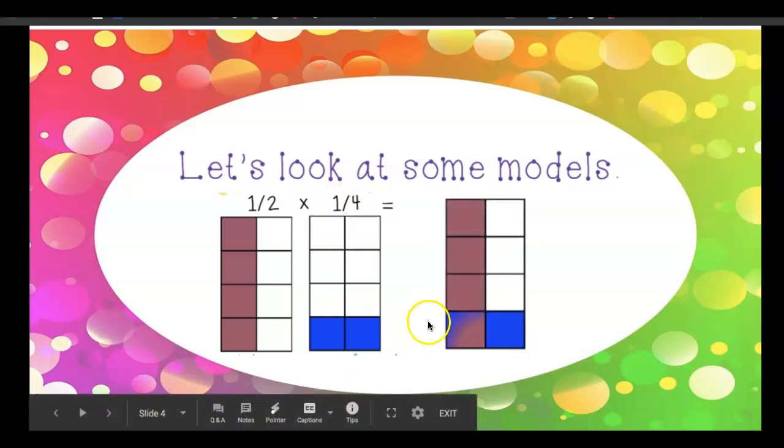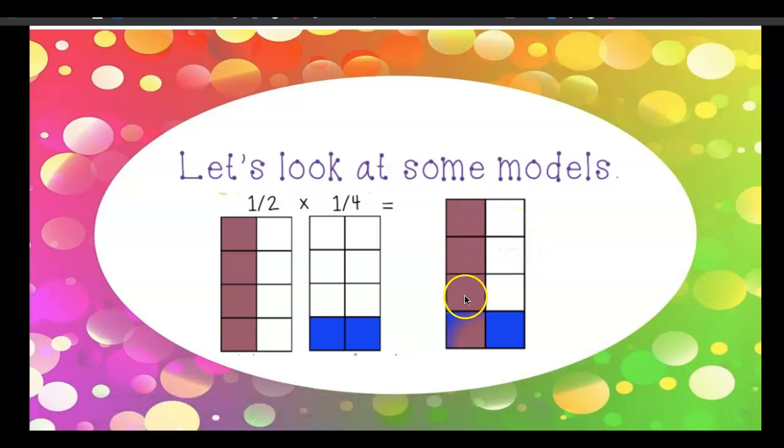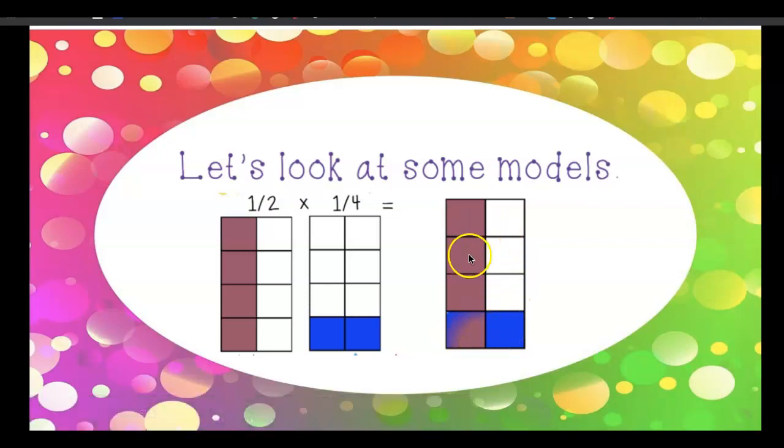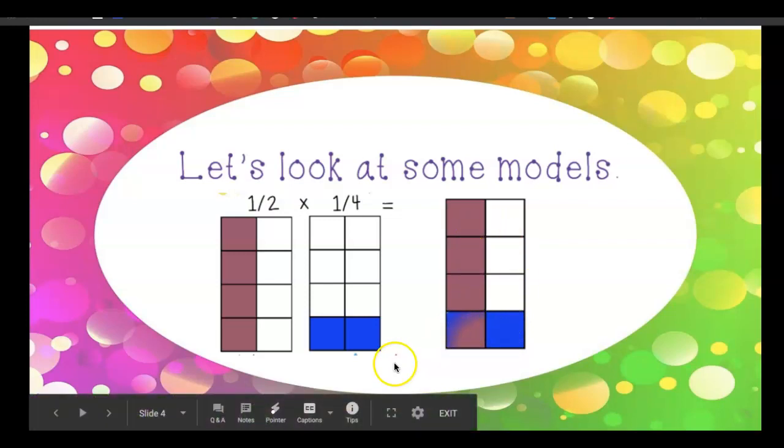So when we look at that in a model and we put these two models together, wherever they're both shaded is our answer. So we're thinking of a 1/2 of a 4th, right? So here was our 1/2, here was our 4th. We put those two models together, we have 8 pieces. So our answer would be 1/8.